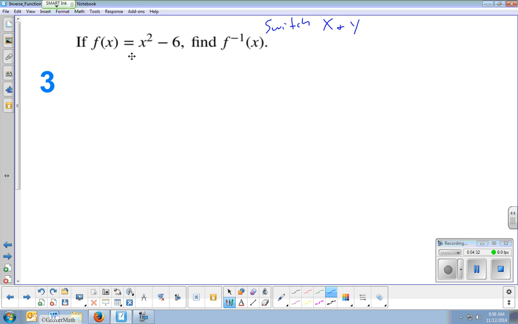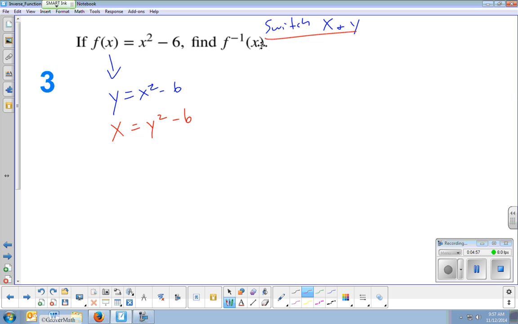But I don't have any y's here. Well, if you remember that f of x is the same thing as y equals x squared minus 6. So if I want the inverse of the function y equals x squared minus 6, what am I going to do? I'm going to switch x and y. So you would make it x equals y squared minus 6.